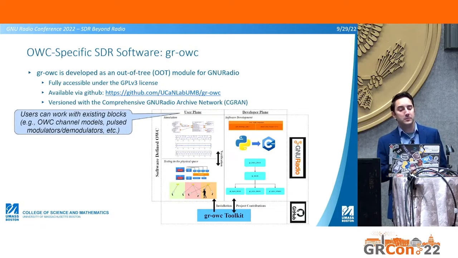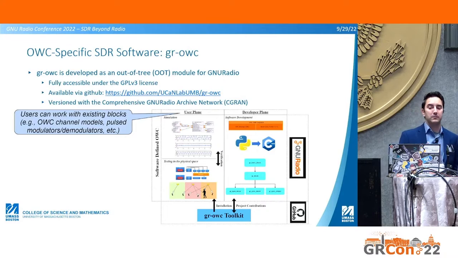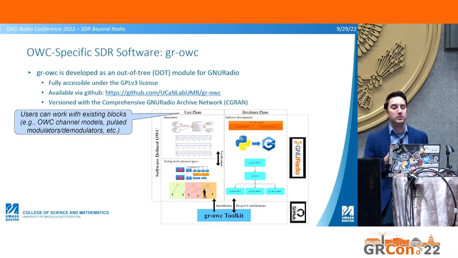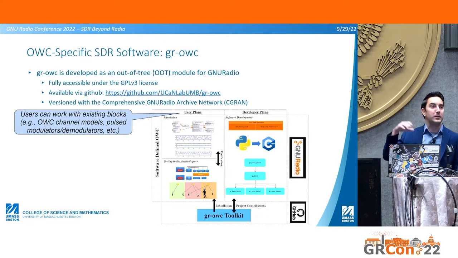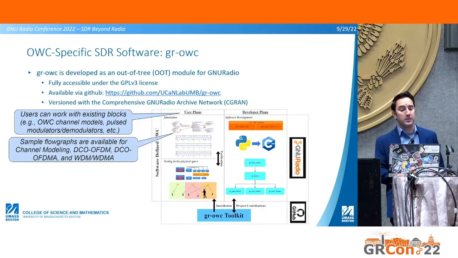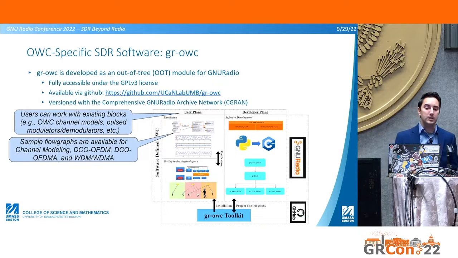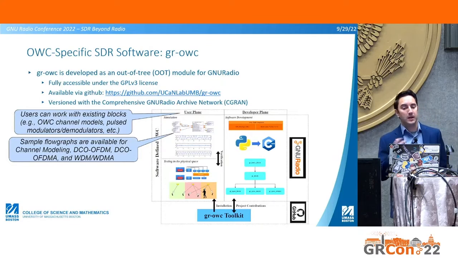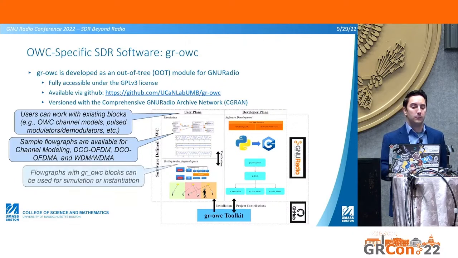User plane, we have some existing blocks for the channel models that I've mentioned, a bunch of different unique pulse modulators that do things like dim the lights and also incorporate data transmission, and then applications for optical OFDM techniques. Some of the simple sample flow graphs that we have in there as examples include this DC biased optical OFDM, which I'll talk about in a minute. And we're in the process of adding these additional flow graphs for OFDMA and wavelength division multiple access for a multicolor channel.